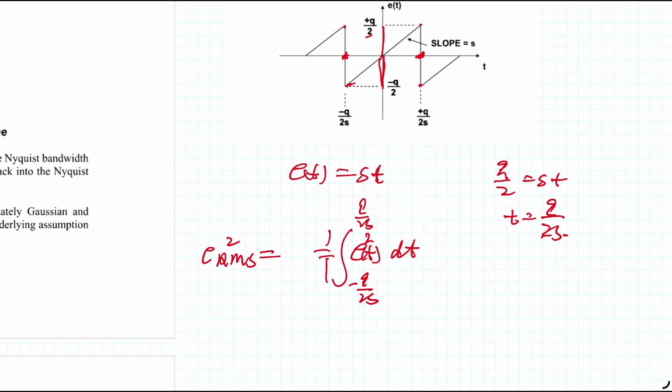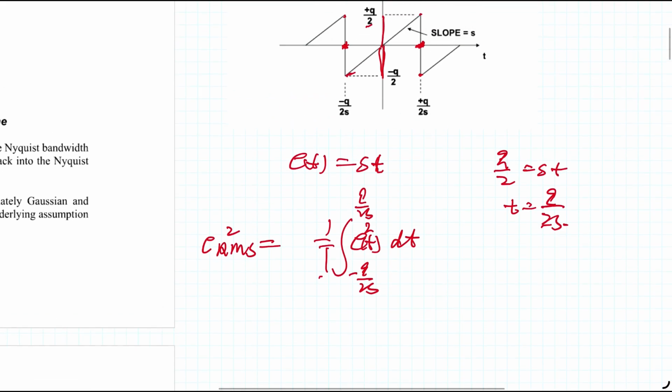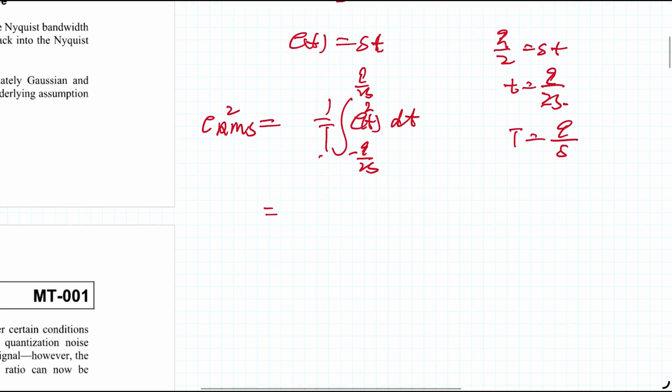Now let's work this out. What is T? The period is from here to here, basically from minus Q over 2s to Q over 2s. So the capital T, the period, is Q over s, and 1 over T is the inverse of that, so it's s over Q. The integration is right here, from minus Q over 2s to Q over 2s. e(t) is s·t, so squared it is s squared t squared dt.